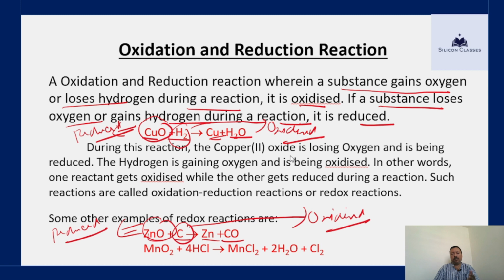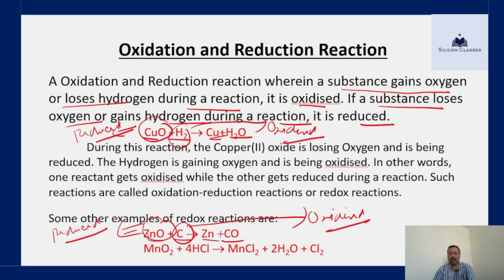Another example of an oxidation reduction reaction, already mentioned, is MnO2 plus 4HCl gives MnCl2 plus 2H2O plus Cl2. So these are the main examples of oxidation reduction reaction, but there are various other important examples of oxidation reaction.